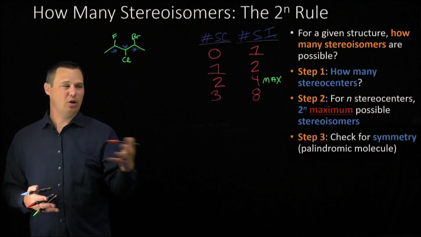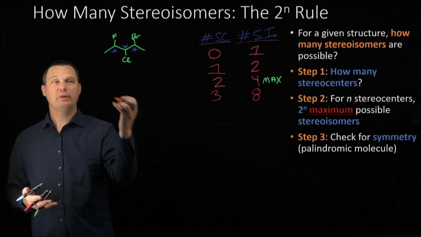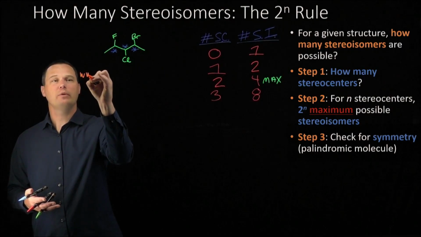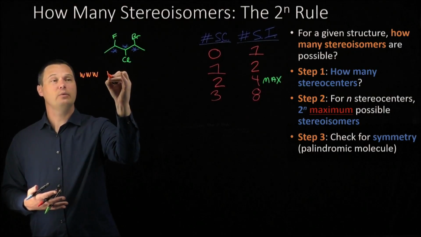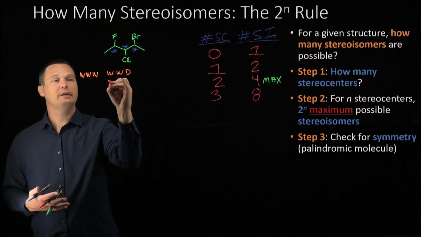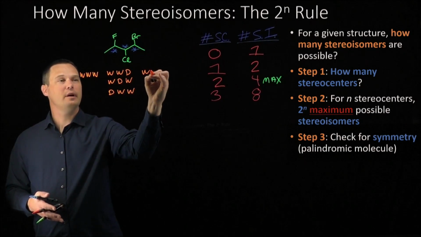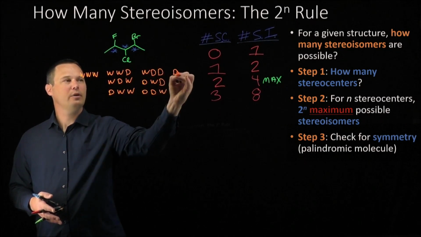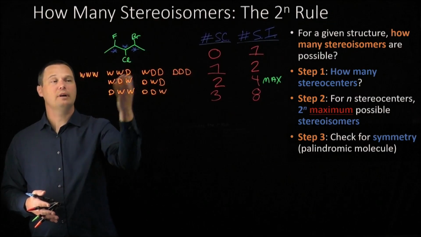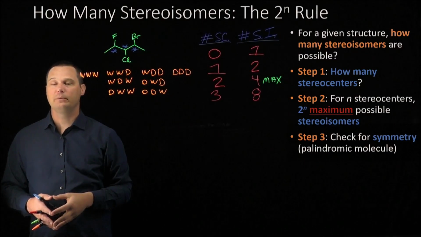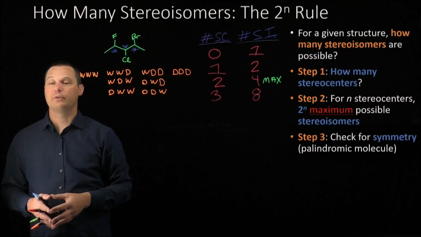I'm not going to draw all 8 possible stereoisomers here, but we could go through it systematically. We could start with all 3 stereocenters on wedges. And since stereocenters are binary, we could move to 1 of them being on a dash, and then move to 2 of them being on a dash, and end with all 3 of them on dashes. If we drew all these out, these would be the 8 possible combinations of stereocenters for this molecule. These are the 8 stereoisomers for 3 stereocenters.